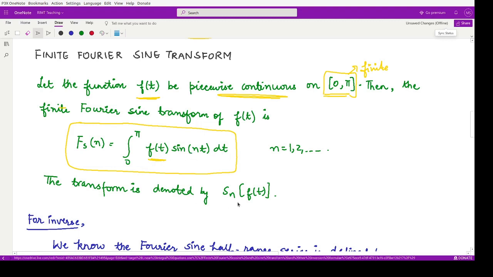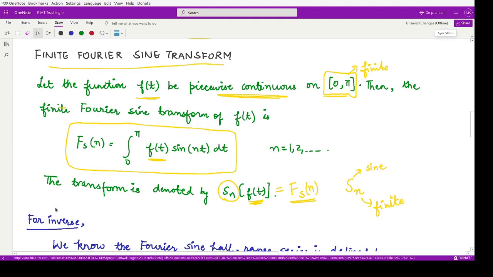And the notation for this is that this is the operator representing this finite form of the Fourier sine transform. So what is this Sn? This S represents the corresponding sine transform. This N represents the finite form of this sine transform. And f of t is the given function. Whatever is the answer, that is given by f s of n. So this is the product that you obtain after the application of the finite Fourier transform on the given function.